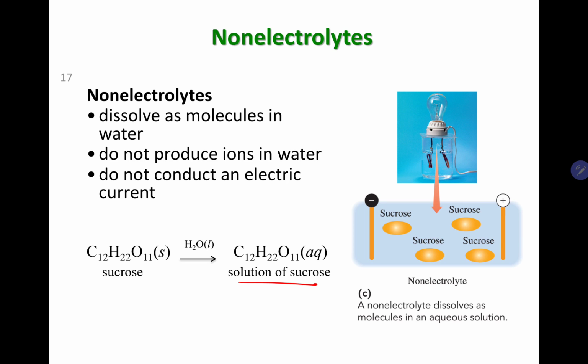If you don't have ions, there is no way to conduct electricity. So therefore, this bulb will not light up. Non-electrolytes have molecules that are soluble in water, but they will not produce ions in water. So therefore, there is no conduction of electricity.